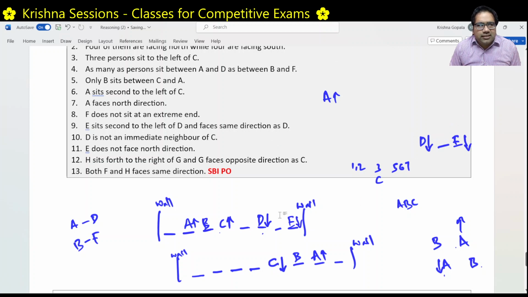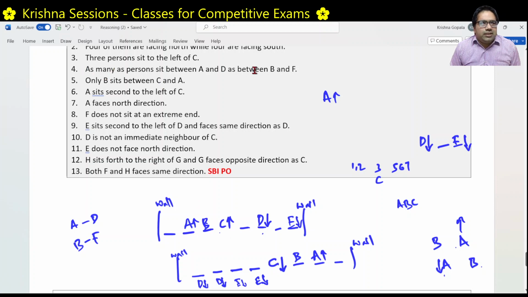In the second case, D cannot sit here because D is next to C, and the E slot is also not there. D cannot sit here also because E will go outside. D can sit here or D can sit here. So this is one option for D downwards, or another option for D downwards. In this case, if this was D, then this would have been E. So D would be somewhere in these four slots. Right.